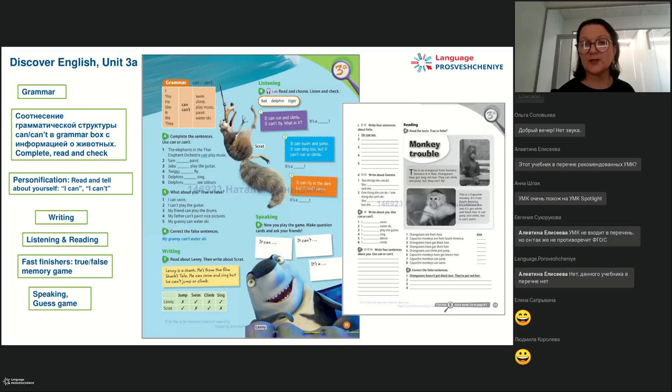И затем дети называют данное предложение, например, it can fly, а другой ребенок, если это игра в паре, отгадывает. И если у нас группа работает медленно, то можно использовать одну или две карточки.